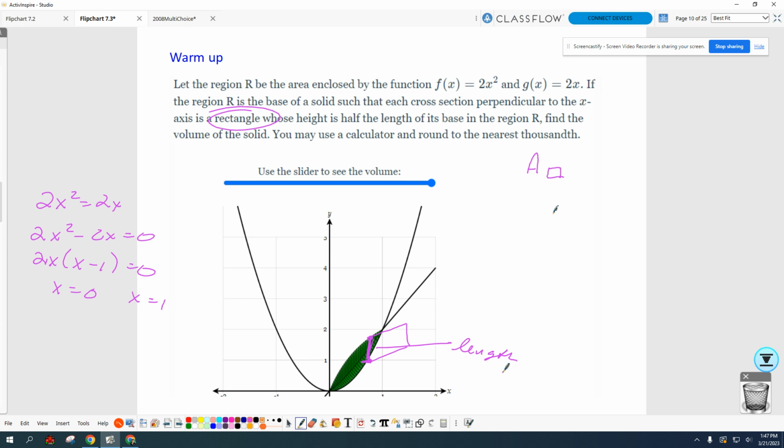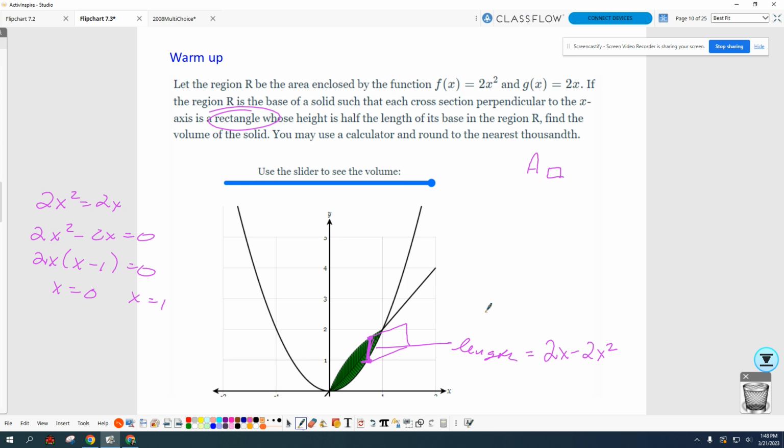So is the top curve 2x squared, or is the top 2x? It's hard to see in this picture because of the solid shape they drew. You can't see, is it a rounded thing on top or is it a straight stick on top? The straight line is up above. So the length of the base of that rectangle is the top curve minus the bottom curve.